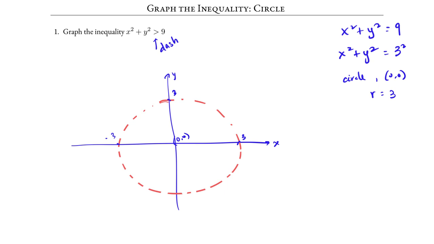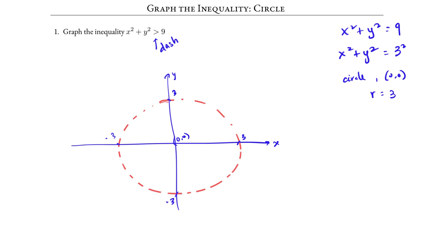Now this is an inequality, so we would need to shade the proper region. This circle separates the plane into two regions. One is inside the circle and the other one is outside the circle. Which region should we shade? Should we shade the inner part of the circle or the outer part of the circle?